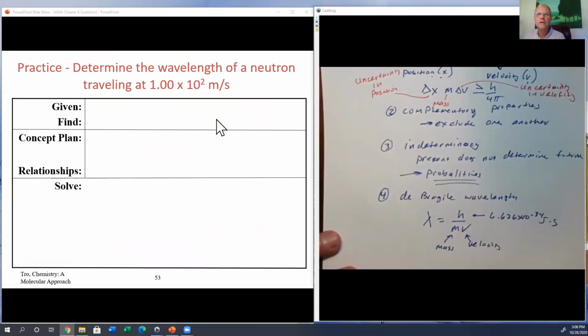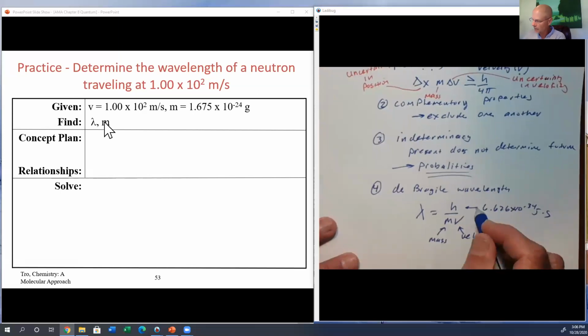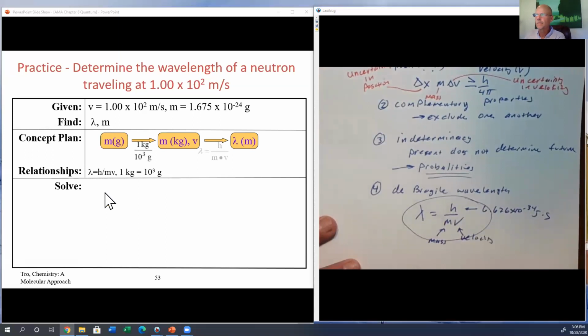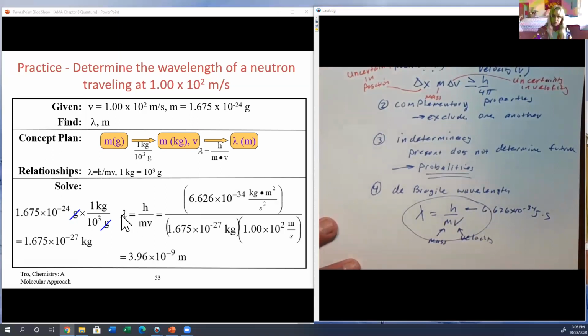So, for example, if you wanted to calculate the wavelength of a particle, let's say a neutron, traveling at 100 meters per second, you have the velocity is that, the mass of a neutron is that, and you're trying to find the wavelength, and you're going to use this equation. So you're just going to plug in. So first here, I'm just converting the mass to kilograms. And then I'm just going to plug into this equation.